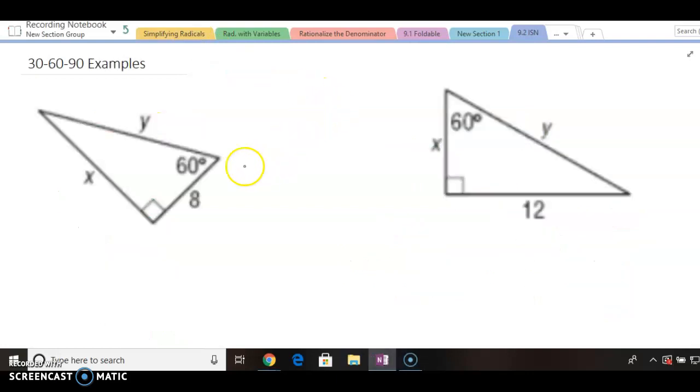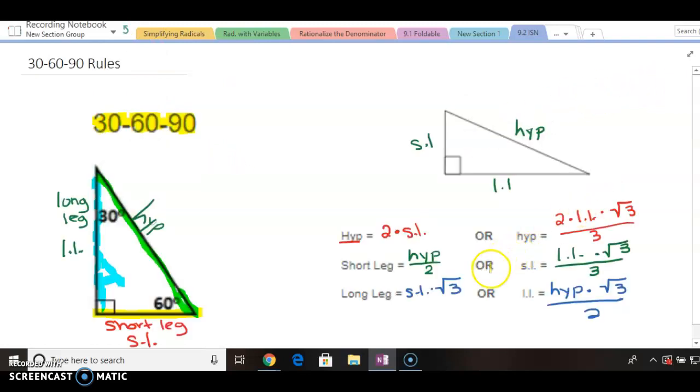All right, so let's look at some examples. Okay, over here, this is my short leg. This is my hypotenuse, and this is my long leg. My short leg is what I know. So if I go back to these, I'm going to use this to find my long leg because it has my short leg in it. And I'm going to use this to find my hypotenuse because I have my short leg.